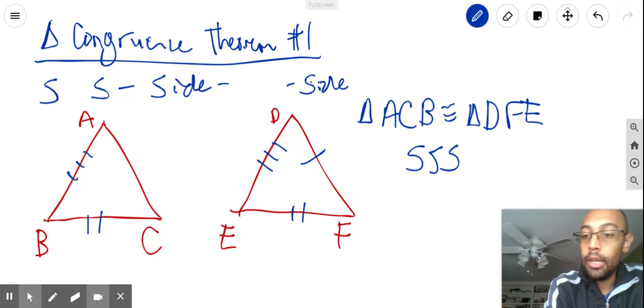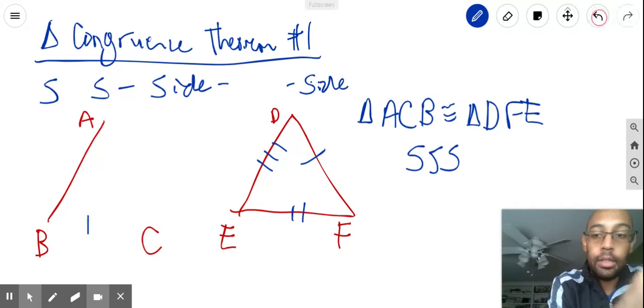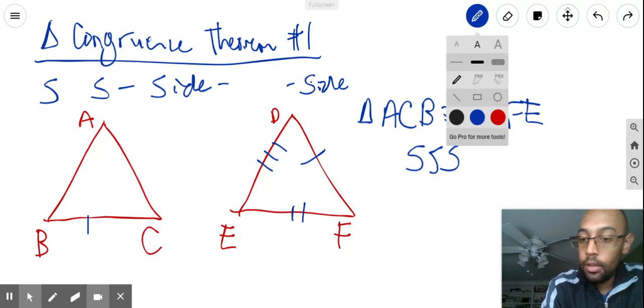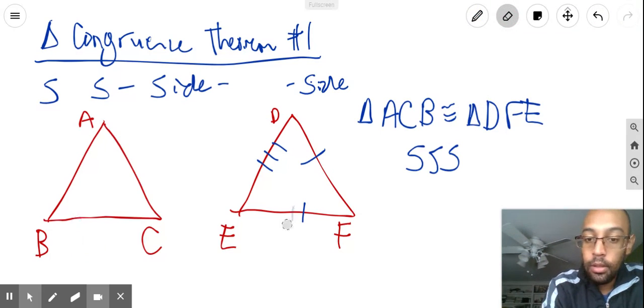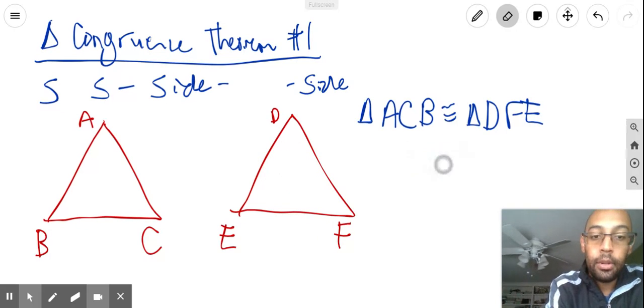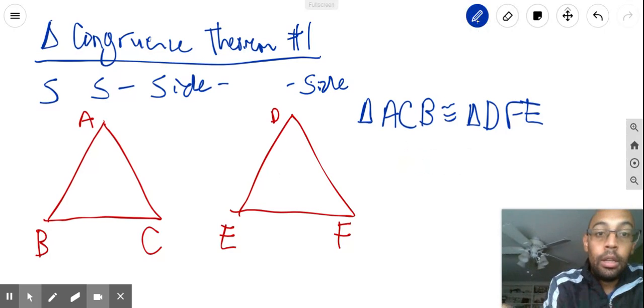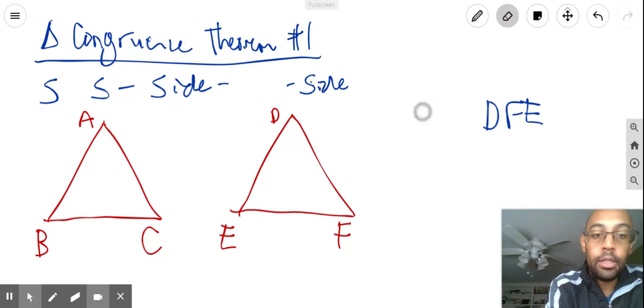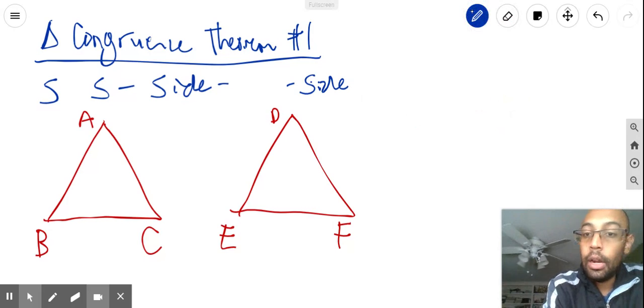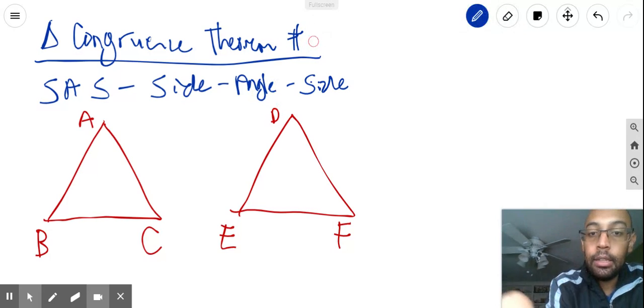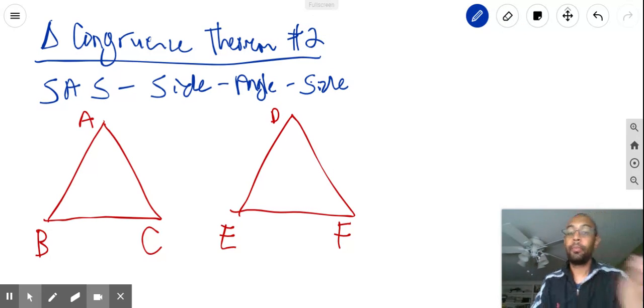So I'm going to erase these little tick marks. That did not work. All right, and then we're gonna go ahead and erase this too. All right, so the next one is side angle side. And that is theorem number 2.